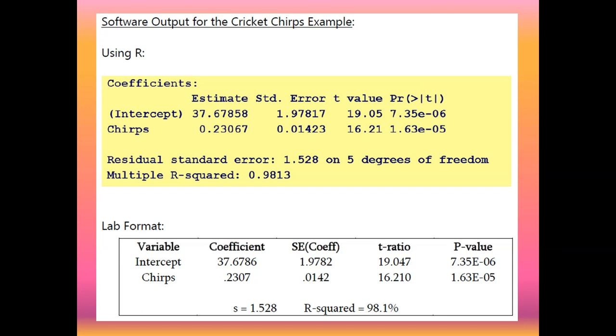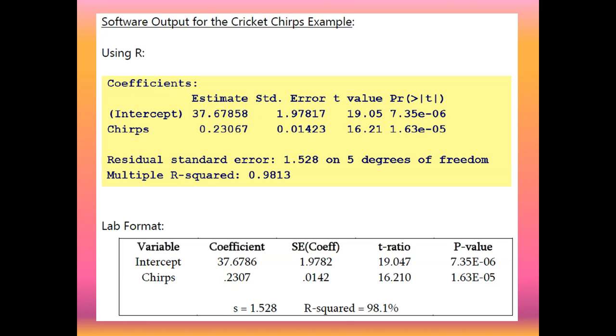In the coefficient column, that's where you have the slope and intercept. By algebraic definition, the slope is the coefficient of x. So here it would be the coefficient of chirps. So the slope, B1, is 0.2307, and the intercept, B0, is 37.6786. That's what's in the coefficient column generally. You have B0 and B1. So if you need to get the equation of a regression line, those are the 2 pieces that you're going to need. The next column, where it says standard error of coefficient, the 1.9782, since that's in the intercept row, that's the standard error of B0.